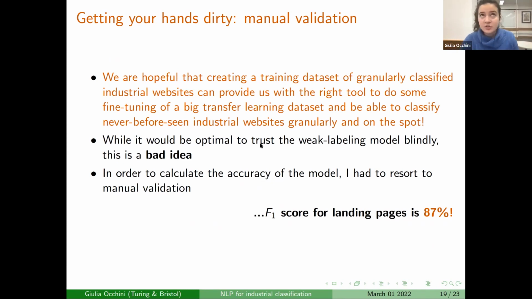So they test it on New York Times news. So in our case, since we didn't have a training data set ourselves, we had to get our hands dirty and manually validate a lot of the websites. So we took a sample of around 300 websites and manually validated them. The F1 score that we obtained for just landing pages is 87%, which is quite satisfying. And I still have to manually calculate the F1 score for websites where I did not just scrape the landing page, but also hyperlinks within the page.